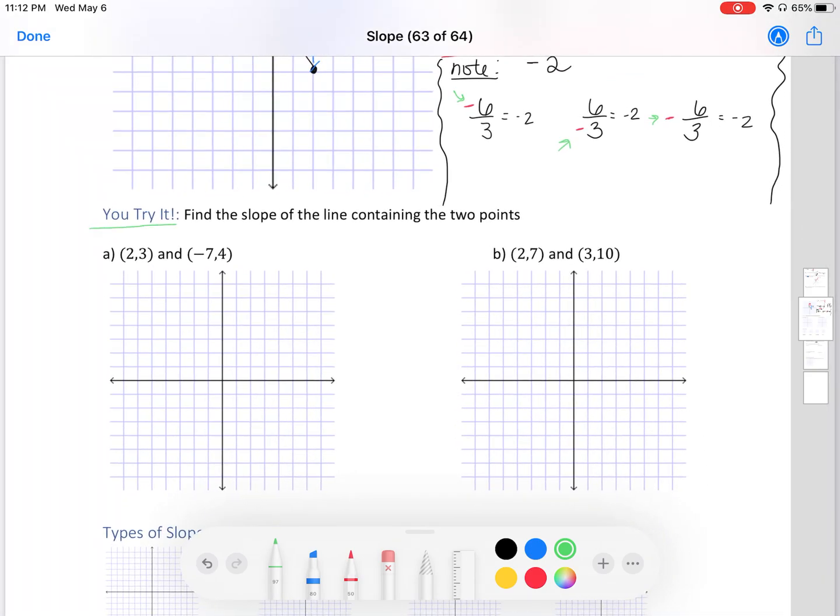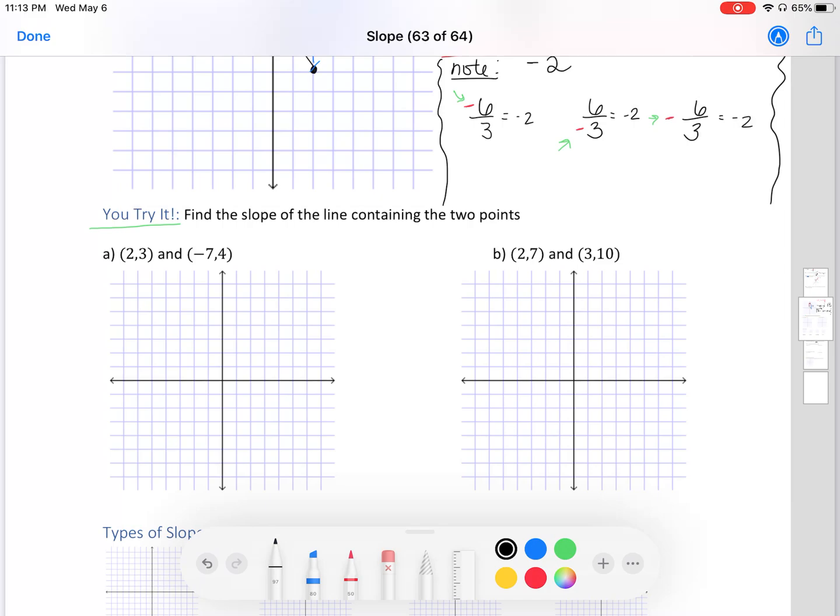Okay, you try it. Plot these 2 points and find the slope. So go ahead and pause the video so you can give yourself plenty of time to work this out. Once you're done, unpause the video so we can work it out together. Okay, let's go ahead and see what we got.